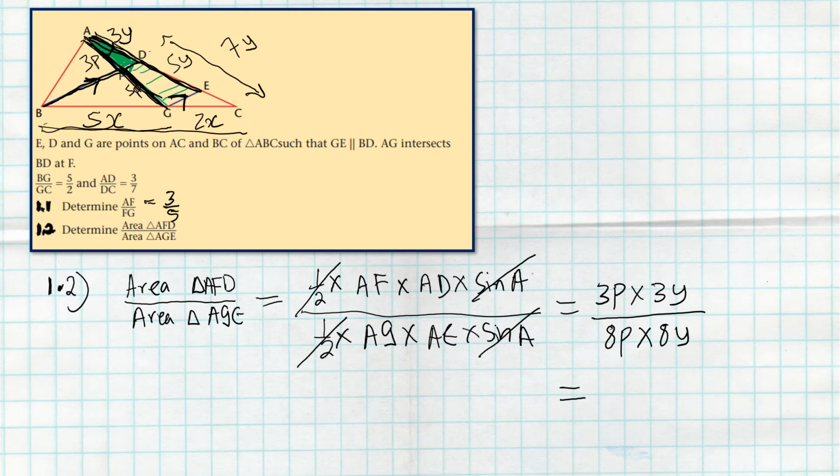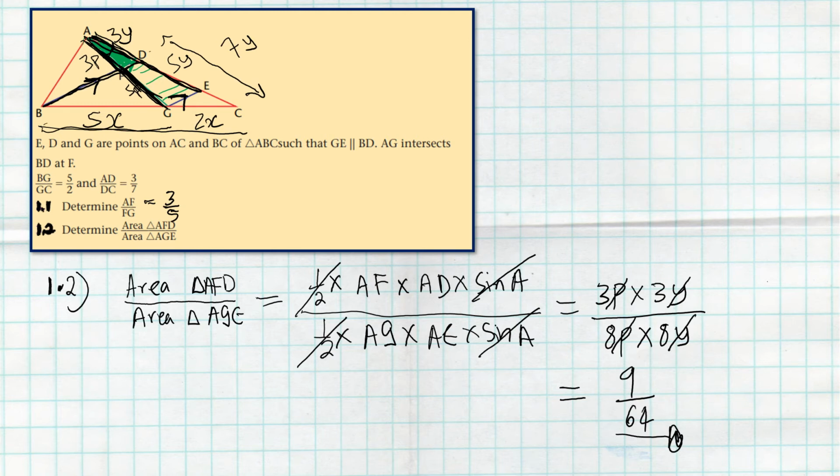So like that, p and p cancel out each other, y and y cancel out each other. We are left with 3 times 3, 9, 8 times 8, 64, right? But this one, I think we can simplify it. 9 divided by 64, it's just going to be 9 over 64. So that will be the answer of the area of triangle AFD over area of triangle AGE.